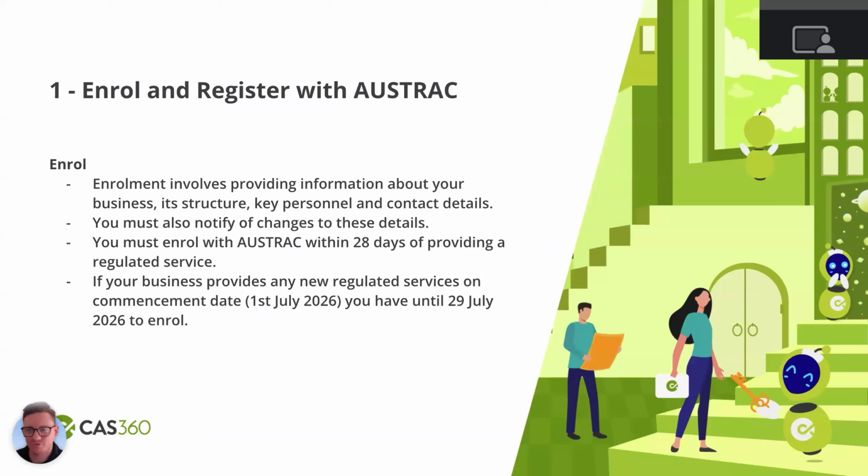But enrollment involves providing information about your business, its structure, key personnel, and contact details. So there is a bit of information. Again, this will be defined, but you do need to enroll, and it's not just a simple, this is our name. There's some information that needs to be provided, in particular around key personnel. You also must keep these details up to date. So if there is a change in key personnel or a change in structure, this needs to be re-reported to AUSTRAC.